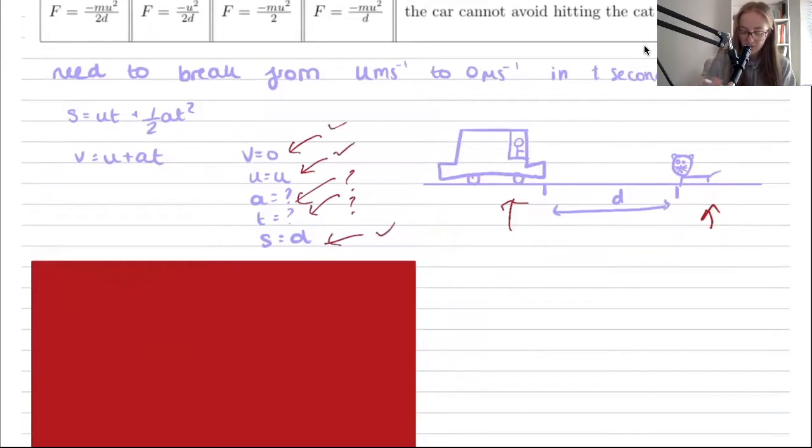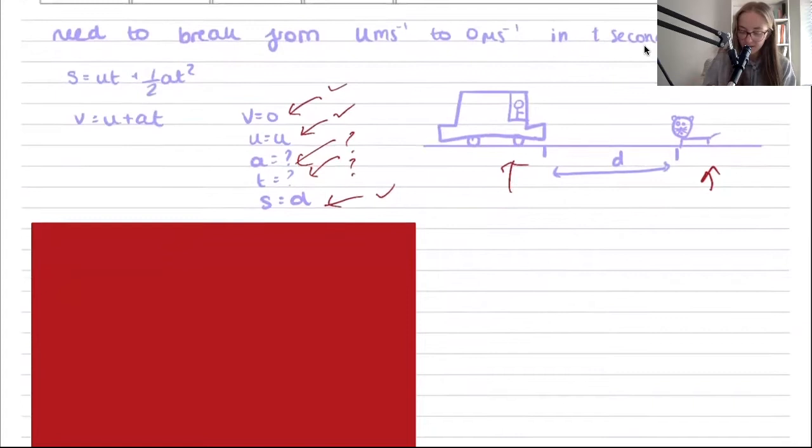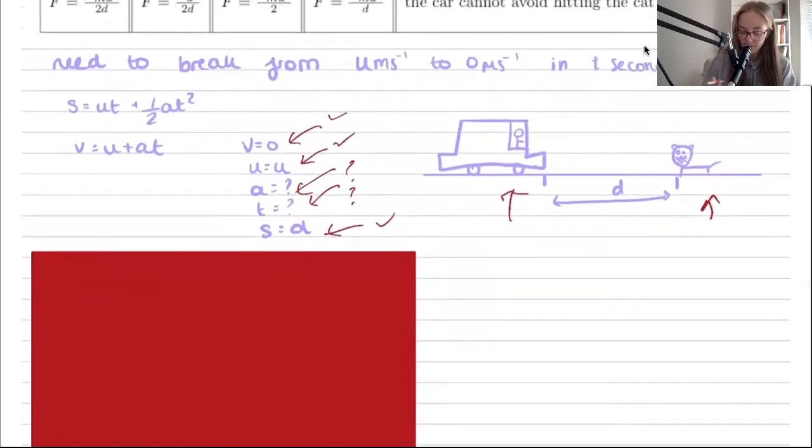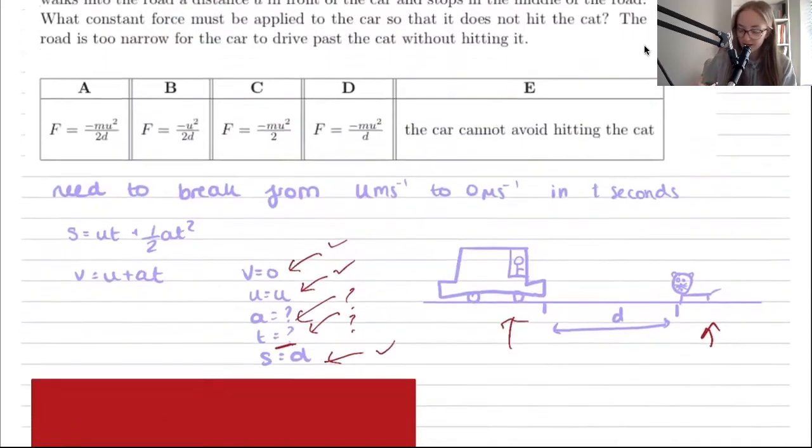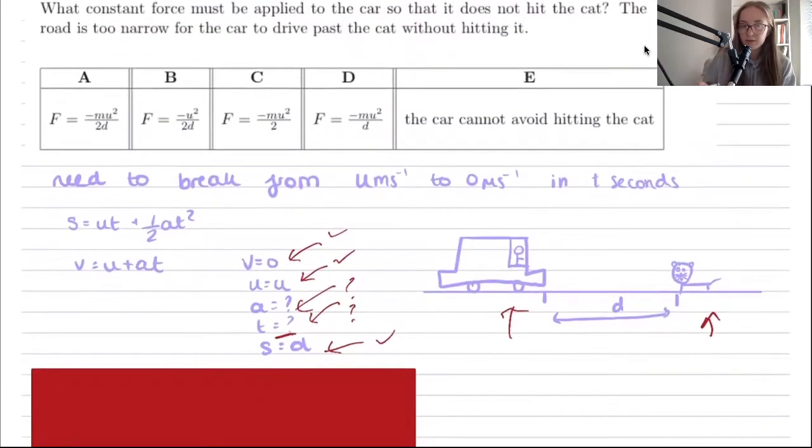So we have 3 bits of information here. And a useful bit of information that we want is this t here. And you might be wondering why I'm saying that. So the question is asking us for a force. And in this circumstance, our force would be the rate of change of momentum.